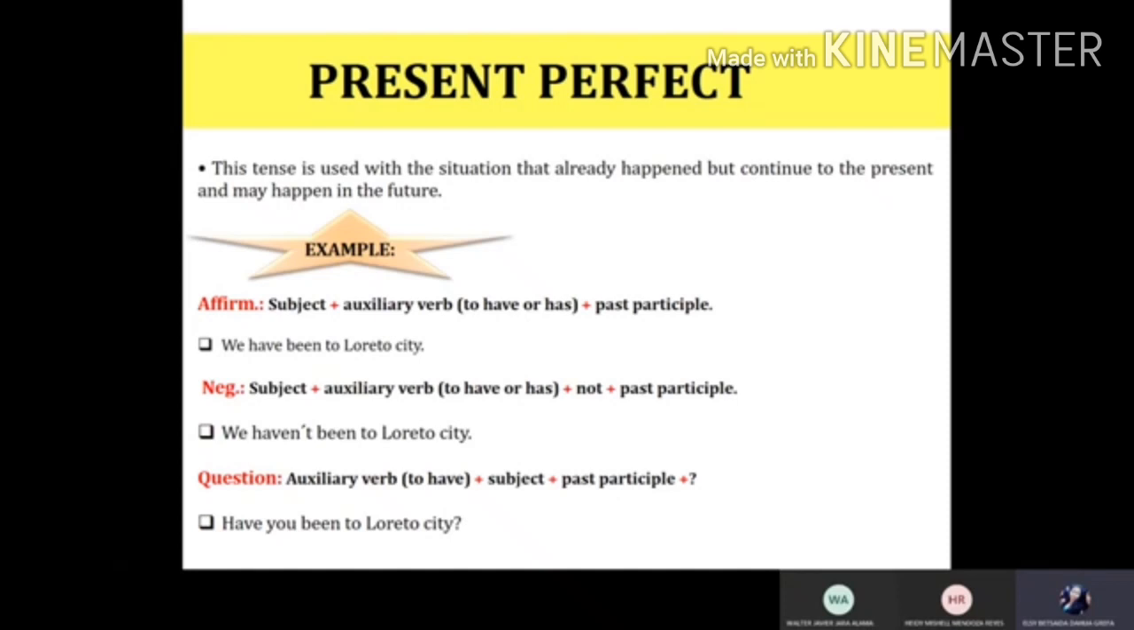In negative form: subject plus auxiliary verb to have or has plus not plus past participle. For example, we have not been to Loreto City. In question form, the structure is the next: auxiliary verb to have plus subject plus past participle plus interrogative question. For example, have you been to Loreto City?